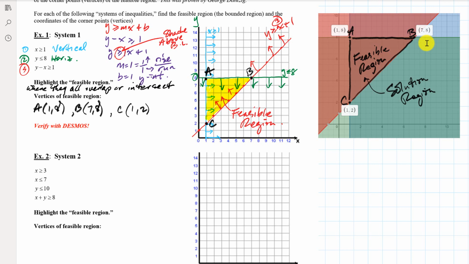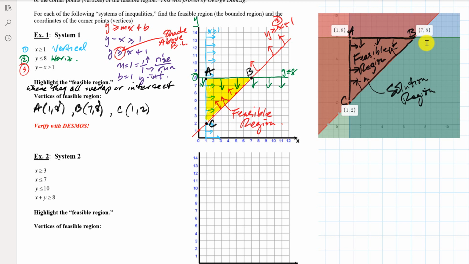Now remember, this feasible region is where they all overlap. So this first inequality here, y less than or equal to 8, that's going down. The second inequality, y greater than or equal to x plus 1, that was going up. And then the third one here in blue, x greater than or equal to 1, that's to the right, not to the left. Wherever they all overlap is the feasible region. In this case, it's the shape of a triangle, but it doesn't have to be. It can be any polygon whatsoever. It can be multi-sided, depending on how many inequalities there are.